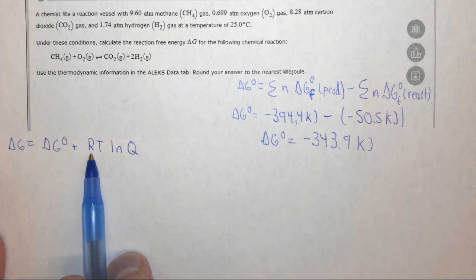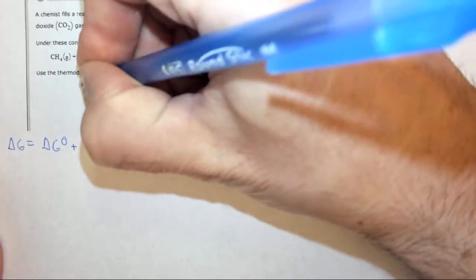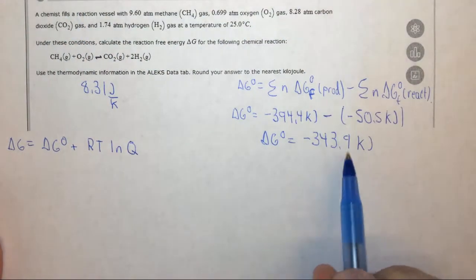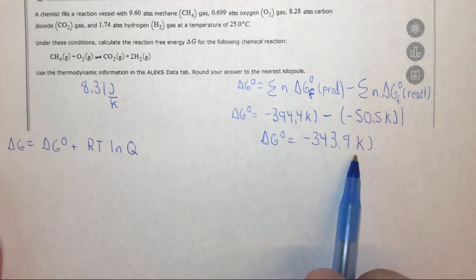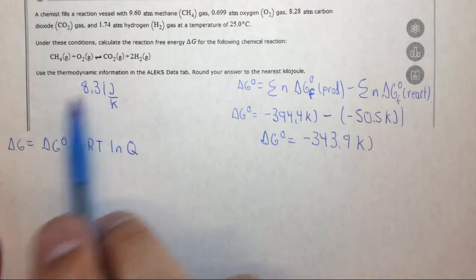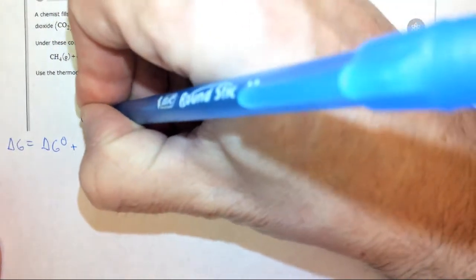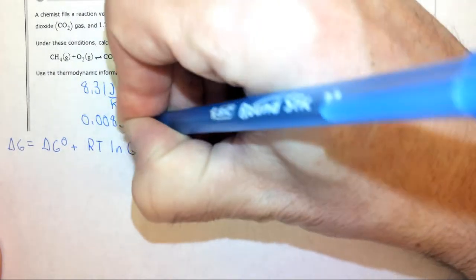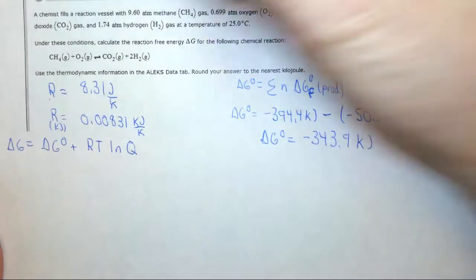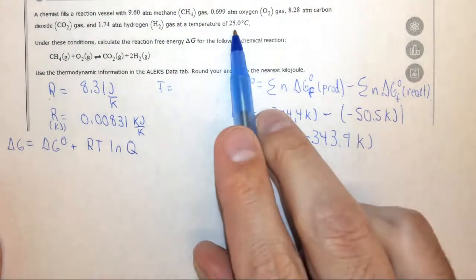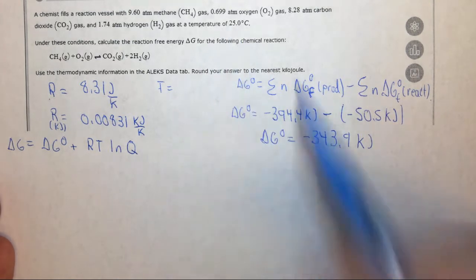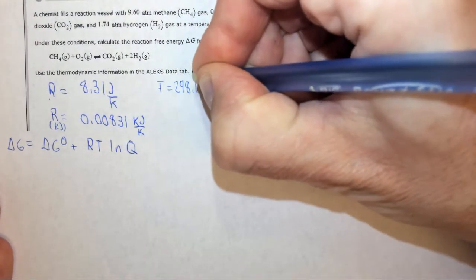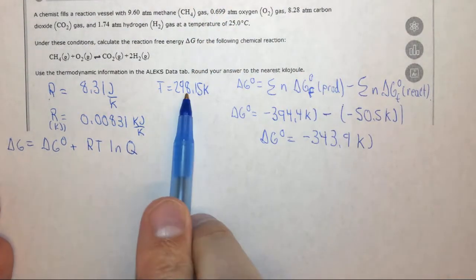The first thing is R. So R in joules is 8.31 joules per mole K. But there's a problem. Delta G naught is in kilojoules. So instead of using 8.31, we want to divide this by 1,000 and use 0.00831 kilojoules per K for R. So this is going to be our R. This is the standard one. This is in kilojoules. T, we're just going to add 273.15 to our 25 because it has to be in Kelvin. So it's going to be 298.15 K. So now we have R and we have T.